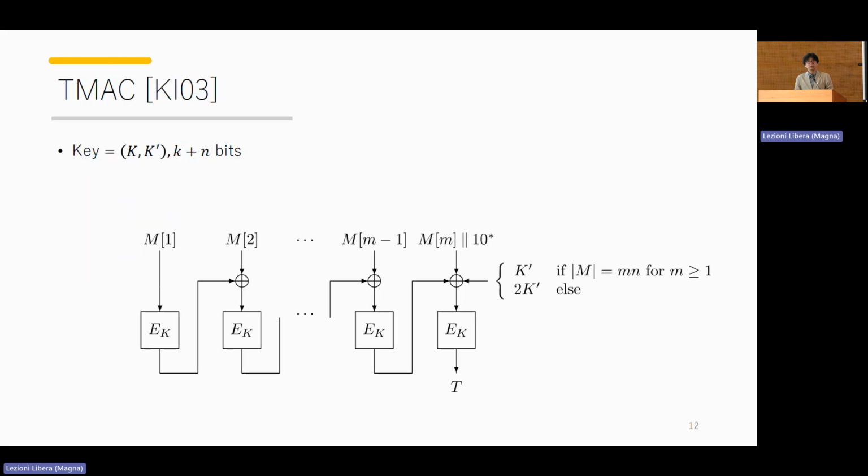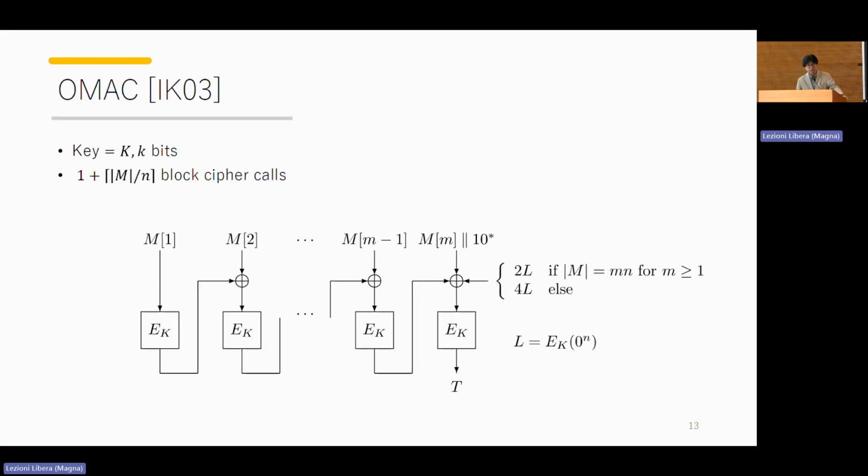TMAC reduces the number of keys from 3 to 2. Instead of using K'', it replaces it with 2 times K'. And this is OMAC. It reduces the number of keys to 1. This L here is obtained as the encryption of 0 bits, and this L is used as the mask for the last block cipher call.